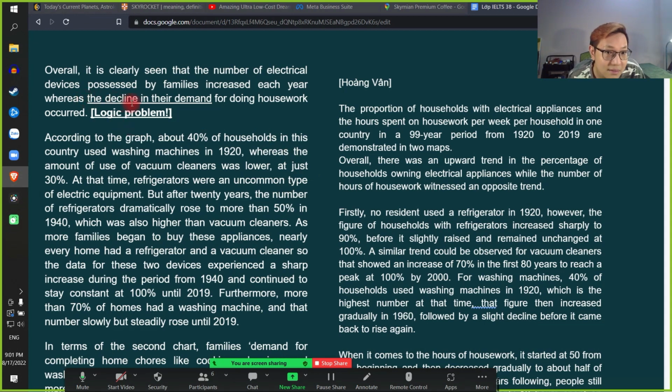"Increase each year as decline in demand for doing housework." You don't know if there's a decline in the demand for doing housework. Maybe the demand to do housework is still there. It's just that they spend less time doing it. Maybe because they hire a maid, or maybe because they work more effectively or efficiently. So this is an assumption. Đây là một cái sự giả định mà em đưa ra thêm. Không đúng nha.